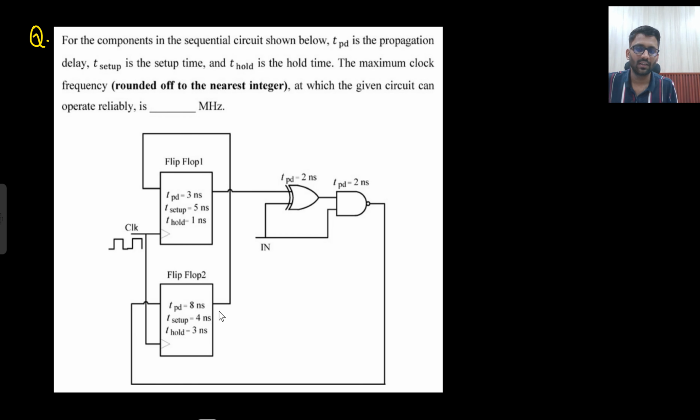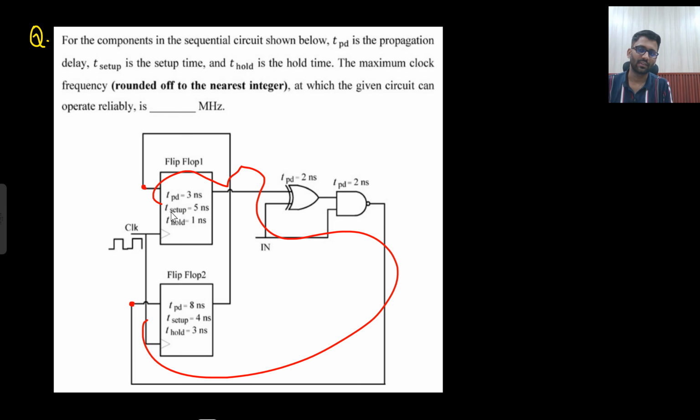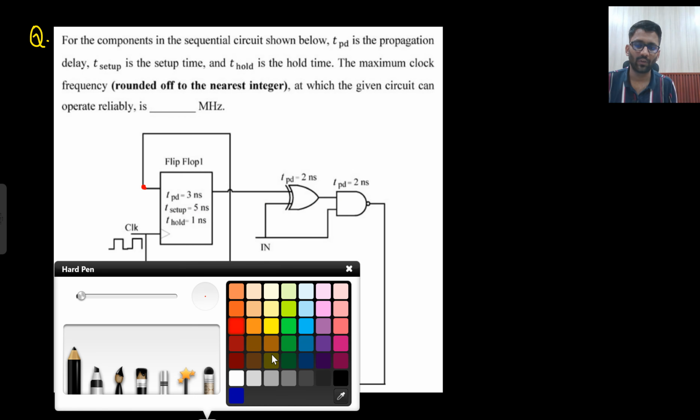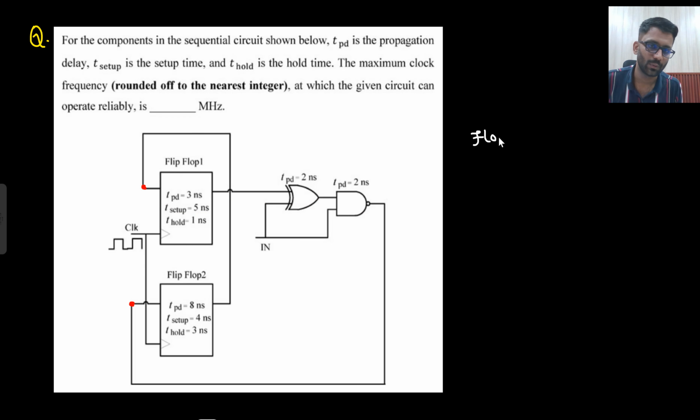Here what do I see? I see these inputs, flop 2 input and flop 1 input. I see both are not constant. Then certainly there has to be a path that I can go from flop 2 to flop 1 and flop 1 to flop 2. Say yes or no. So from where this data is coming? This data is coming from this particular path. So first I will go from flop 1 to flop 2. Let's go from flop 1 to flop 2.